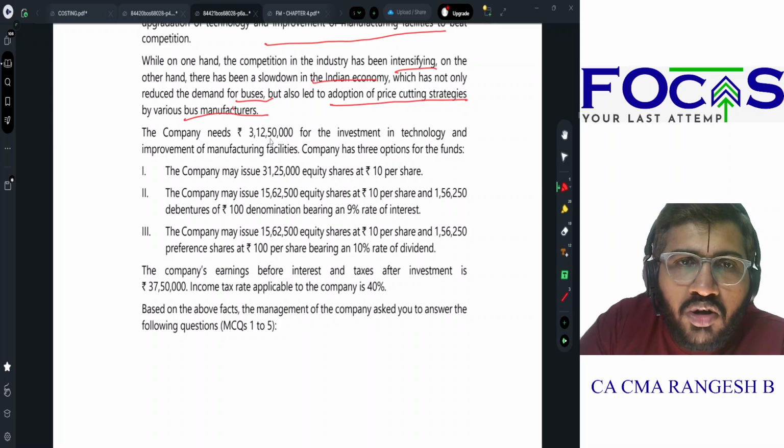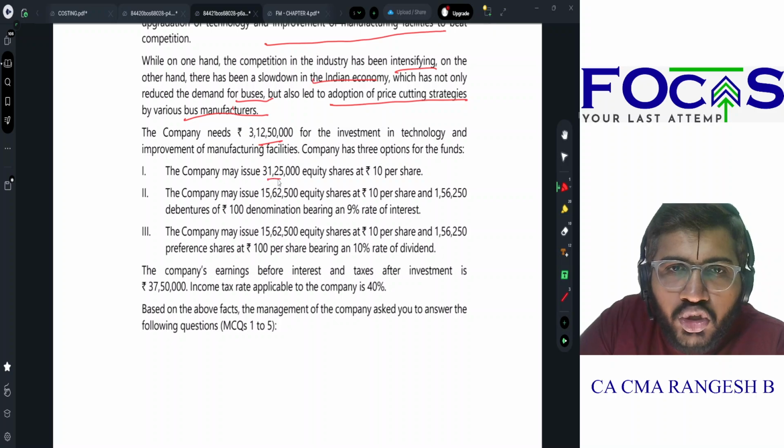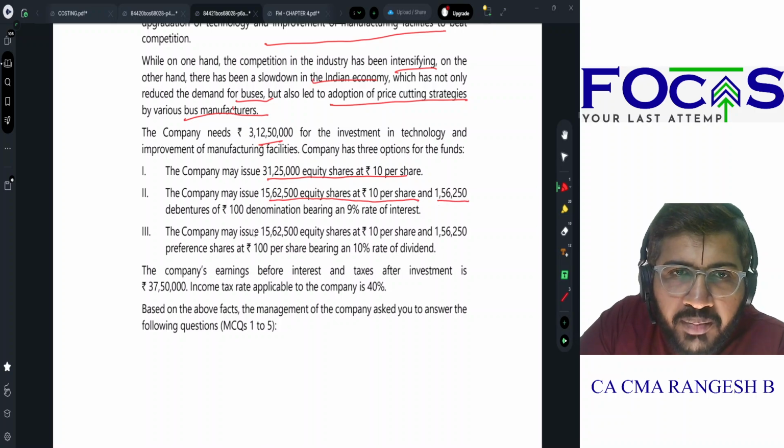Company needs 3 crore 12 lakh 50,000 for its investment in technology. It has three options. It may issue entirely equity shares, 15 lakh 62,500 equity shares at 10.5, or 1 lakh 56,250 debentures at 100 denomination bearing a 9% rate of interest, or 15 lakh 60,000 equity shares and 1 lakh 56,250 preference shares at 10% rate of dividend.